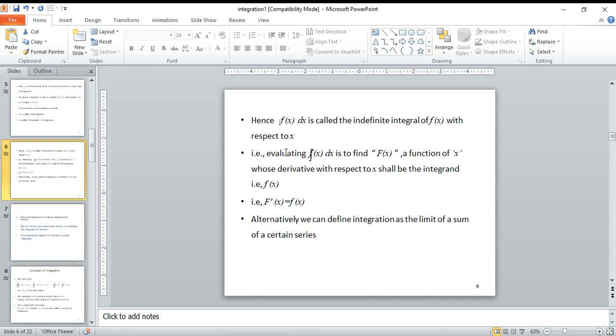Alternatively, we can define integration as the limit of a sum of a certain series. Integration is the limit of the sum of a certain series.